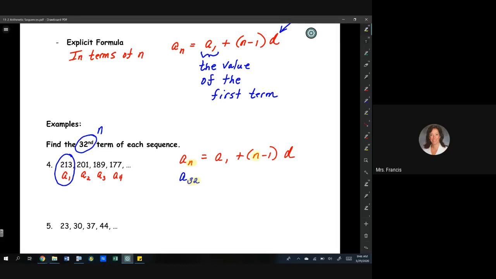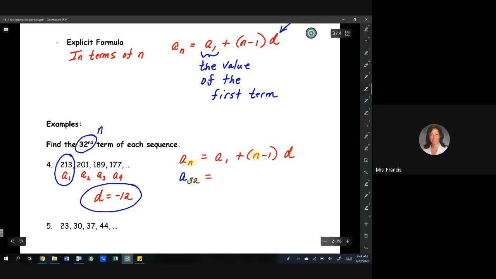And the last thing we need to know before we proceed here is the common difference. So you want to do 201 minus 213, or 189 minus 201, or 177 minus 189. When you do that, you're going to get negative 12. So D is equal to negative 12, right? 201 minus 213 is negative 12. All right, so we're all ready to go. We have all of our important pieces of information identified.